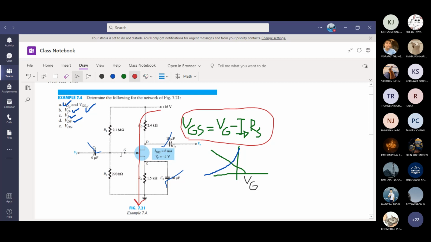What is VDG? This one is asking a rather weird thing, but nothing to worry. How can we write in double subscript notation? VDG will be VD minus VG, isn't it? VD you can find. It's VDD minus IDRD. What is VG? You already found it in the beginning: VDD R2 over R1 plus R2. So you can find VDG easily. Let's do it in the next class.